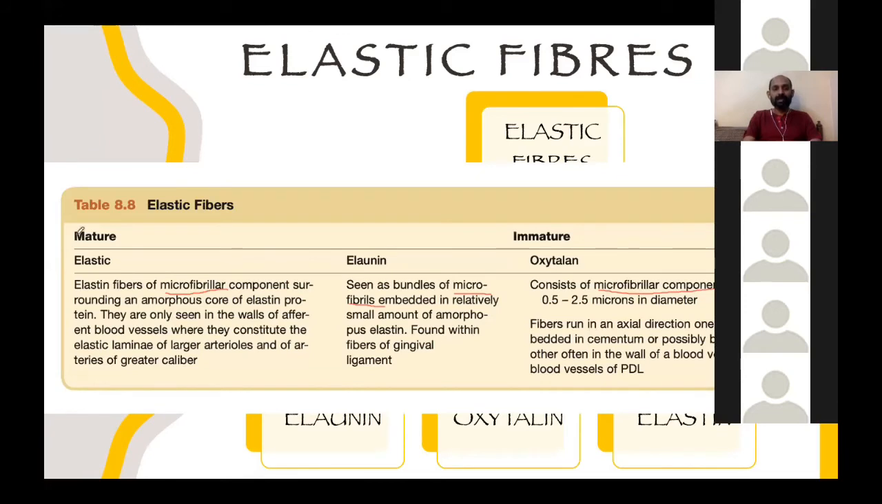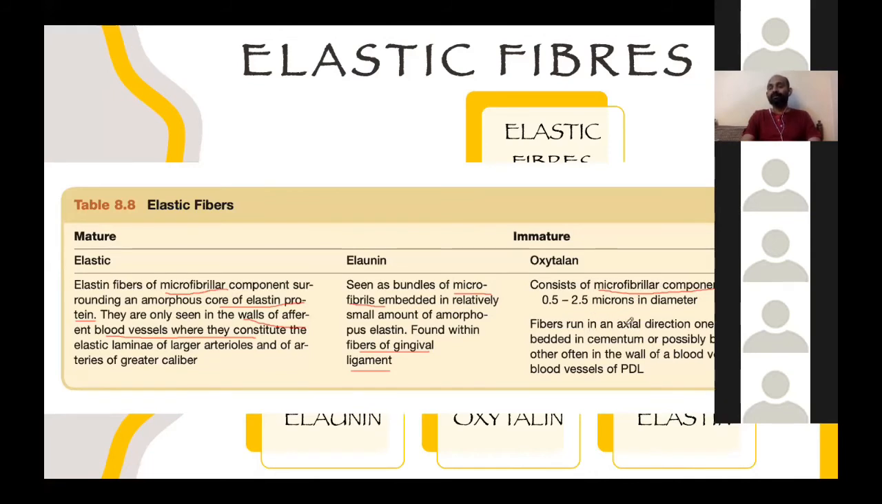But the difference is, in the case of mature fibers, they have the microfibrillar component plus an elastin protein. They surround an elastin protein. So they are slightly more mature than these two, but the elastic fibers are not as mature as collagen fiber. Where are these elastic fibers present? They are present in the walls of the blood vessels. When the blood vessels have to constrict and relax, these are the fibers which will help. The elaunin fibers are also made up of only microfibrils, and they are present in between the periodontal ligament fibers. And finally, the oxytalan fibers.